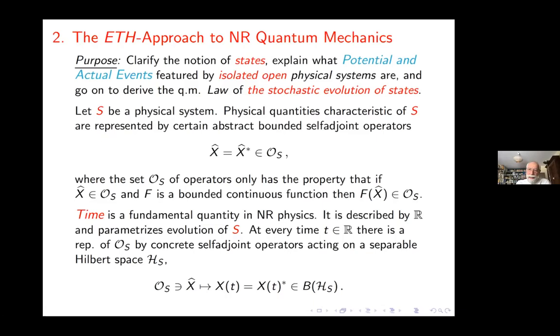Physical quantities that characterize a system are represented by certain abstract bounded self-adjoint operators, X hat. These operators belong to a list, O sub S, of operators. O sub S has the property that if X hat is an element of O sub S and F is a real-valued bounded continuous function, then F of X hat also belongs to O sub S.